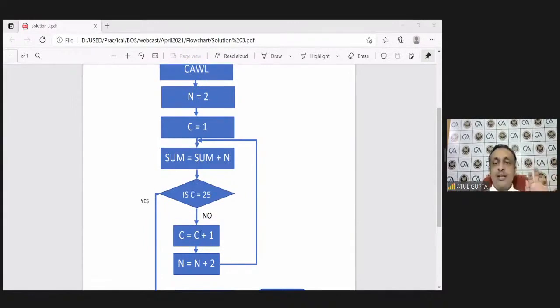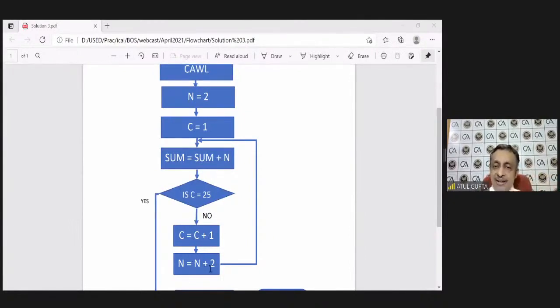Is C 4? No. Make it C plus 1. Now C is 3, n is 6. It goes up. Sum is 6, n is also 6. So 6 plus 6 is 12. So my value of sum is 12. C is 4? No. Add 1 more. So now C is 4.